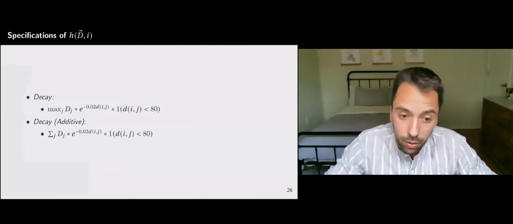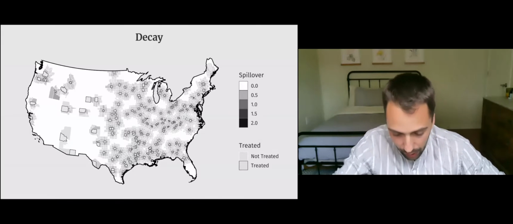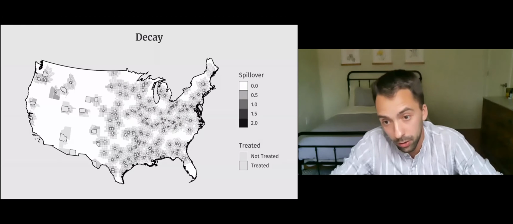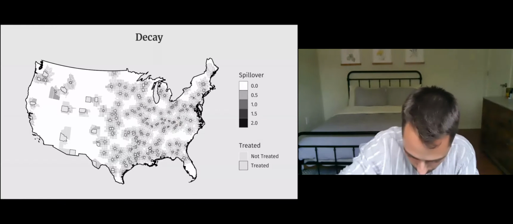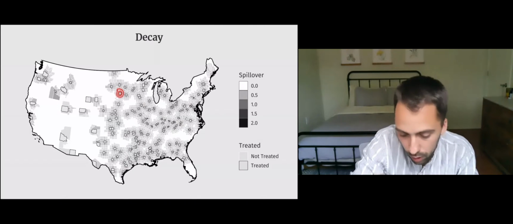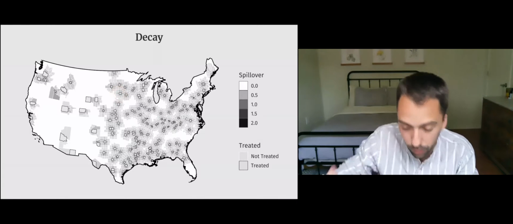Then what's commonly used in the literature is this decay parameter. So I'll just show you what it looks like. The exposure is larger for units that are really close to the treated units than a little bit further away. What's a good example? Right here, near rings, they have a larger exposure mapping value than a bit further away. You can see it gets lighter gray.